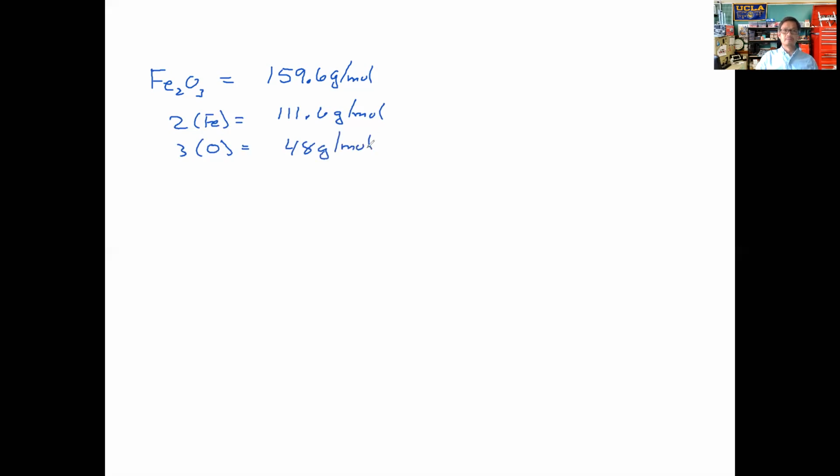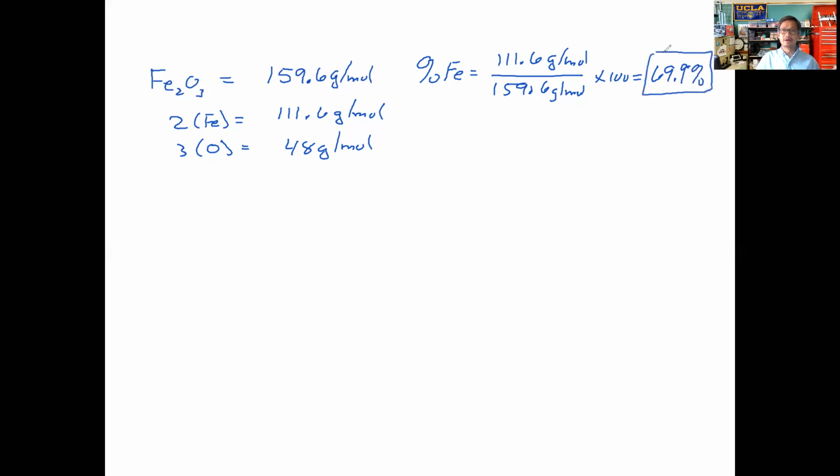All right, so calculating then for the percent iron. Let's do that first. Iron is the part of the compound that is made up of iron, which is 111.6 grams per mole, over the total molar mass of the compound, which is 159.6 grams per mole, times 100. And so we get a percentage there of 69.9%. That's the percent composition of iron.